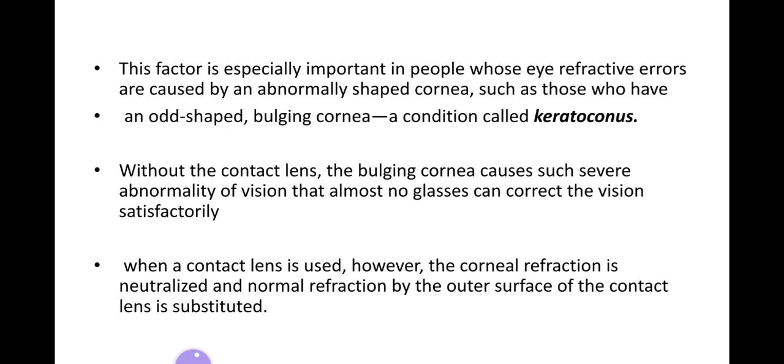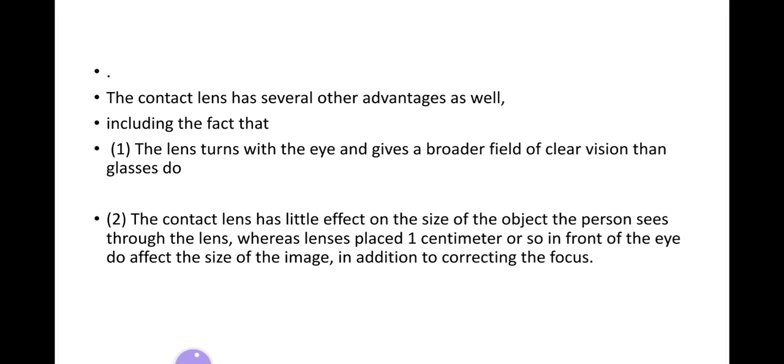Without the contact lens, the bulging cornea causes such severe abnormality of vision that almost no glasses can correct the vision satisfactorily. When a contact lens is used, however, the corneal refraction is neutralized and normal refraction by the outer surface of the contact lens is substituted. What are the other advantages? The lens turns with the eye and gives a broader field of clear vision than glasses do. The contact lens has little effect on the size of the object the person sees through the lens, whereas lenses placed 1 centimeter or so in front of the eye do affect the size of the image in addition to correcting the focus. Thank you very much.